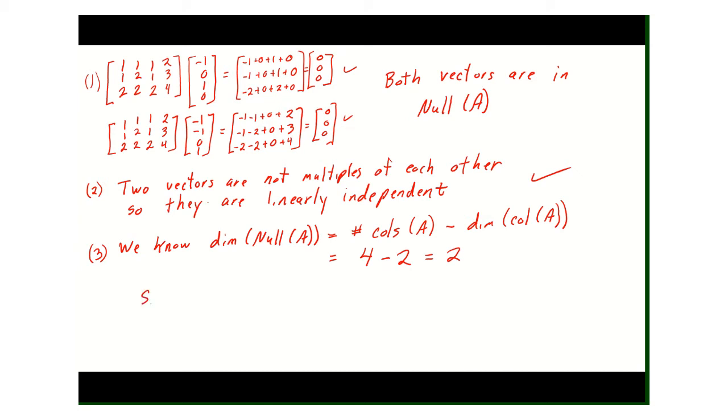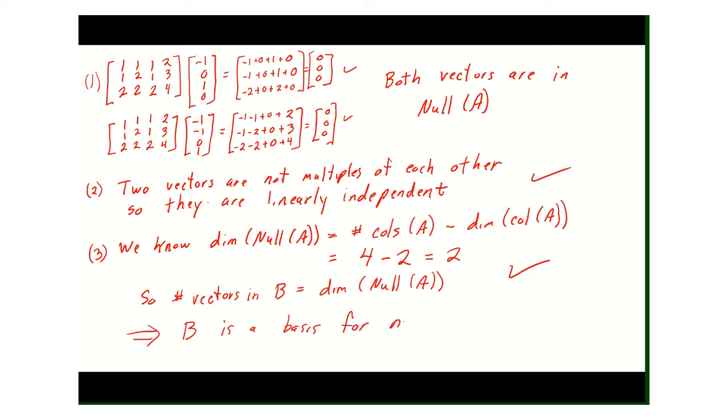So the number of vectors in B is equal to the dimension of the null space of A. That's what we have to check. All 3 conditions are satisfied. That all implies that B is a basis for the null space of A. And notice in this case, I didn't even have to calculate the null space. Just being able to show those 3 conditions shows me that it is a basis for the null space.